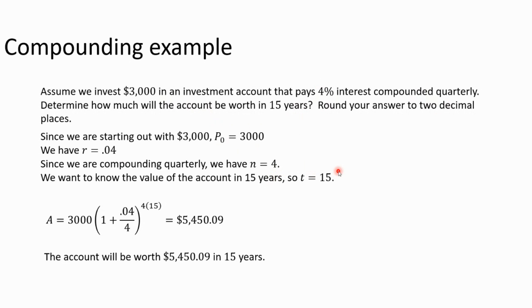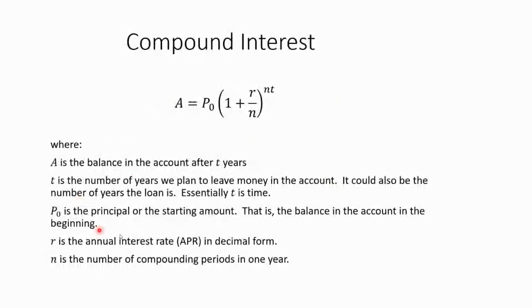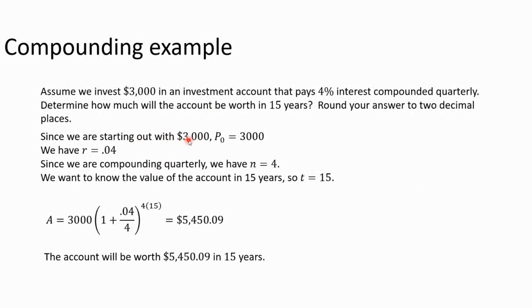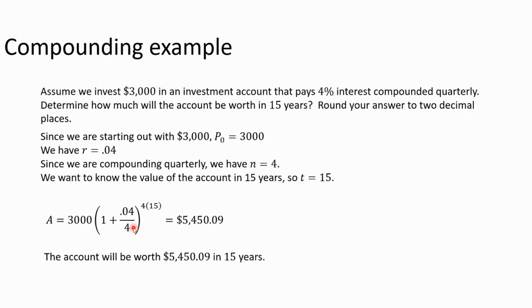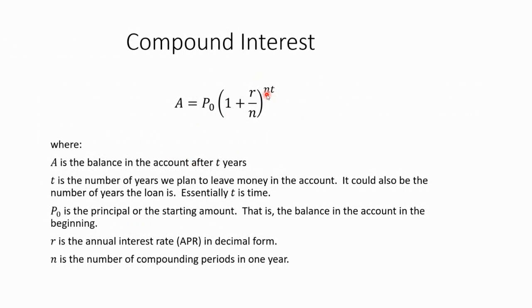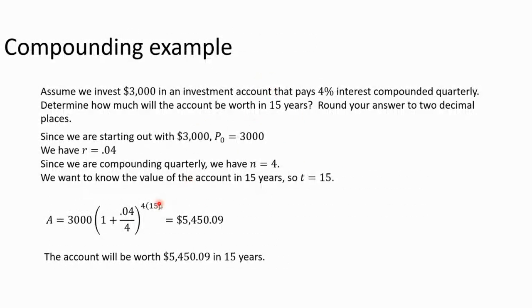Okay, and we want to know how much is in the account 15 years later. So T is 15, so we're using our formula. We have P sub 0, that's our initial amount, which is $3,000. We have 1 plus R over N. Well, R is 0.04, N is 4, and T is 15. Once you do all this, using a calculator, you can get this amount.